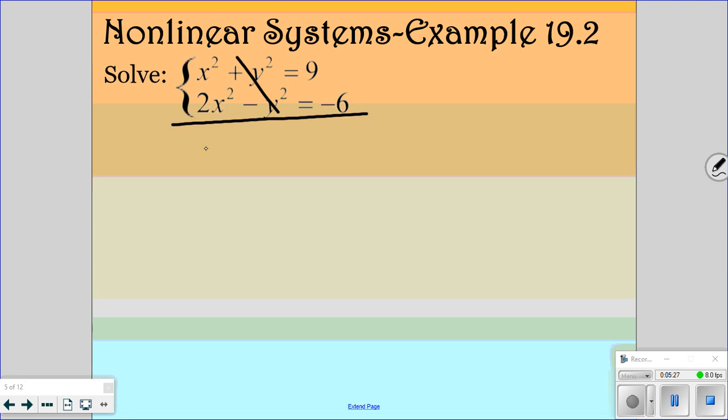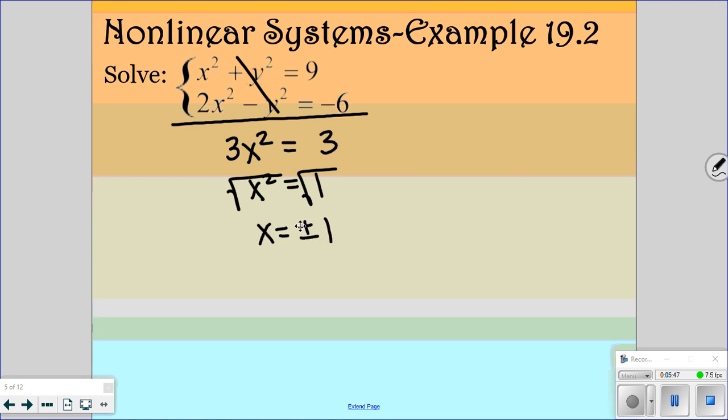So if we do elimination, we end up with 3x squared equals 3. And then if you divide by 3, x squared equals 1. And then you can take the square root. And so the square root of 1, this is where people mess up. You have to put plus or minus in front of your answer. So the square root of 1 is 1, but it's positive or negative 1, because negative 1 squared equals 1, just like 1 squared equals 1. So on this one, I have an x value of 1 and an x value of negative 1. So now we're going to plug it in, and I'm going to plug it into the top equation.